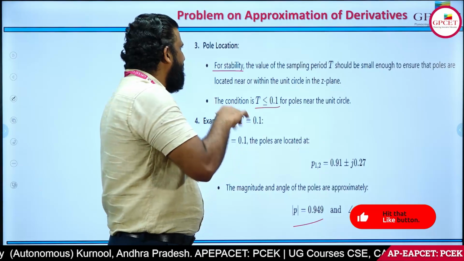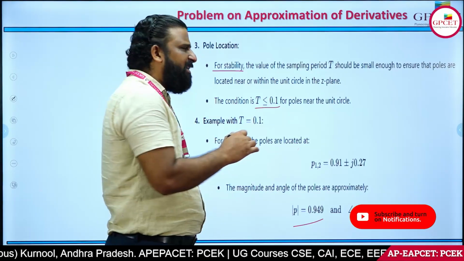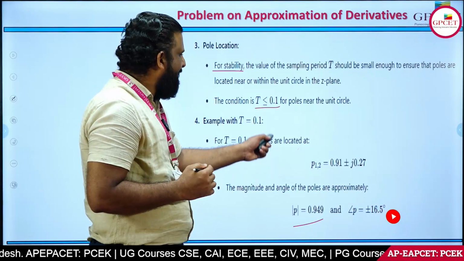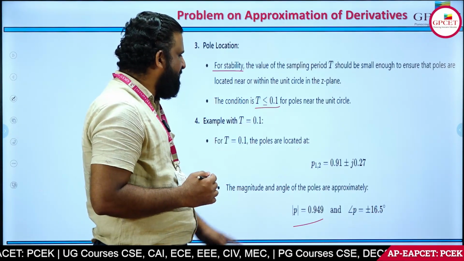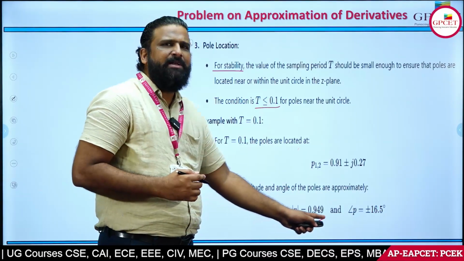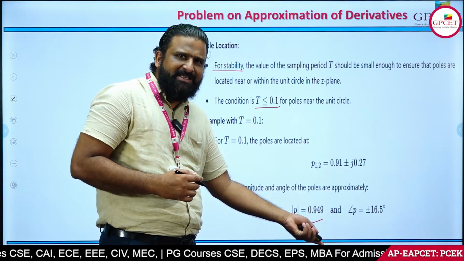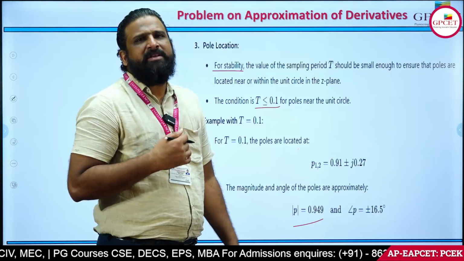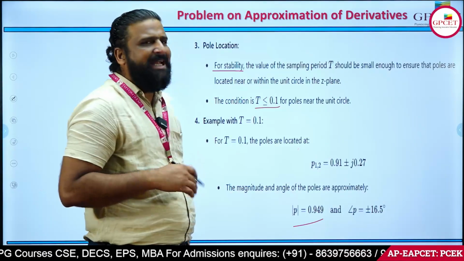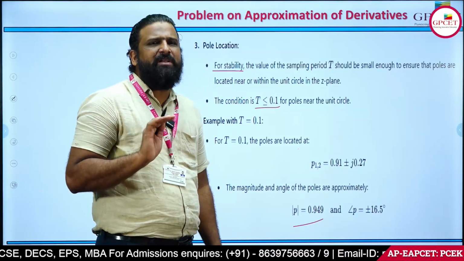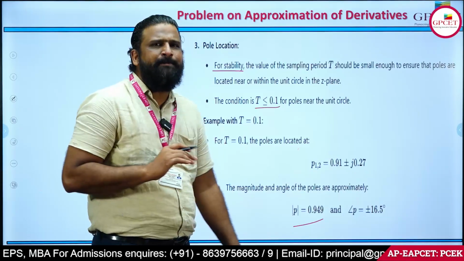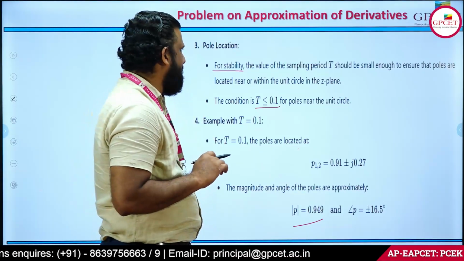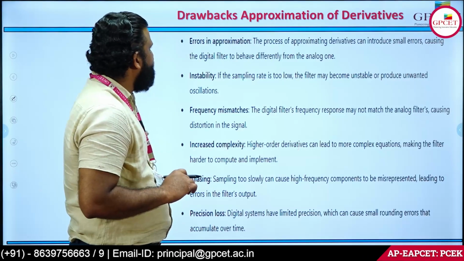After that, we need to know the location of the poles. For that, we take one condition, t less than or equal to 0.1, and substitute the value of t in the formed equation. Then we can come to know that the poles are lying within the circle or nearer to the circle. According to this value, we can confirm whether the converted filter is a stable filter or not. So this is the first method of converting the transfer function of the analog filter into a digital filter. Now coming to the second one.